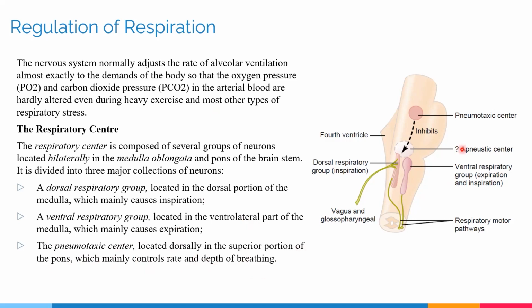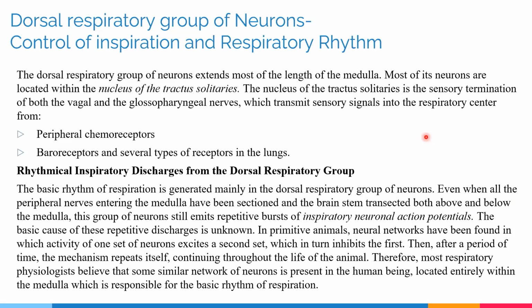So here we are shown all the different parts of the respiratory center, which include the dorsal respiratory group, which is present right here, the ventral respiratory group responsible for expiration, which is present right here, and finally the pneumotaxic center, which is present right in the superior part of the pons. So we move on and look at the dorsal respiratory group of neurons, which control inspiration and the respiratory rhythm.